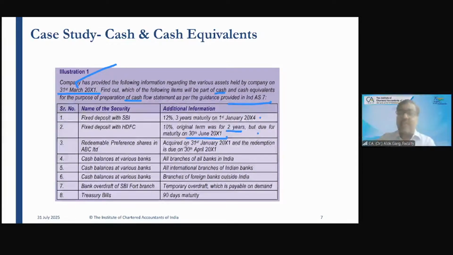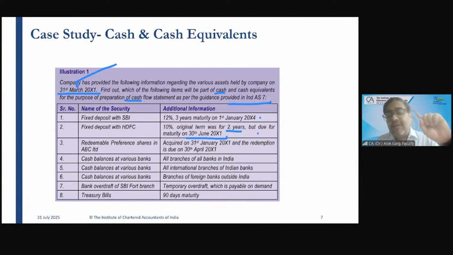Original maturity. The original maturity should be 3 months. While it should be a current asset, no doubt about this, it has to be a current asset, but it is not a cash and cash equivalent. It will come under other bank balances. It will be part of your investing activity. So why is it not a cash and cash equivalent while the period is 3 months, but not from the original investment? The period is 3 months from the date of reporting.